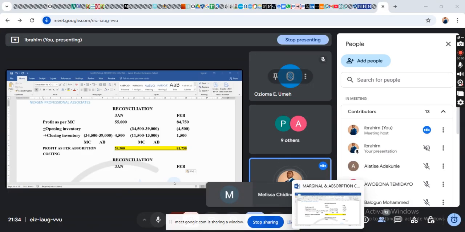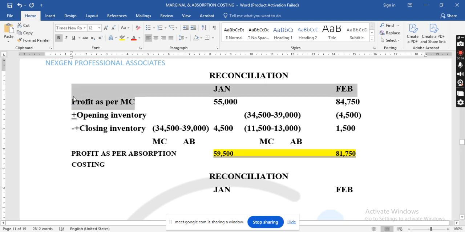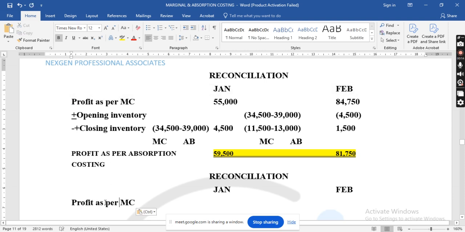Profit as per absorption costing, right? We want to do the reconciliation. Profit as per AB, which is absorption costing. So the profit as per absorption costing is 59,500. This is 81,750, right? So we start with opening inventory.